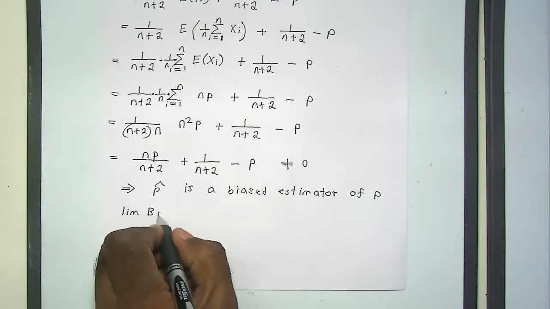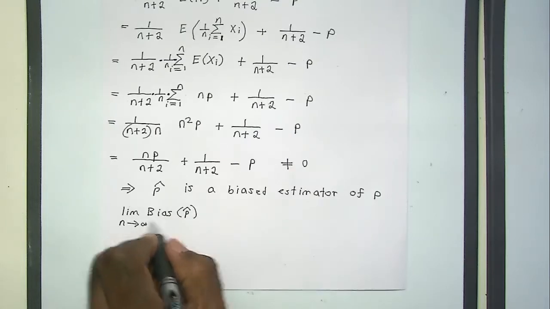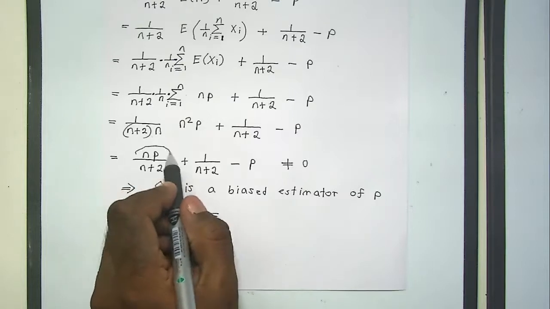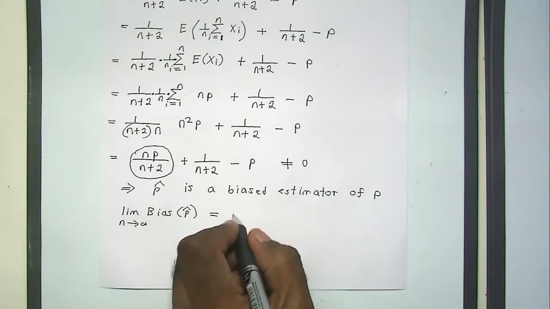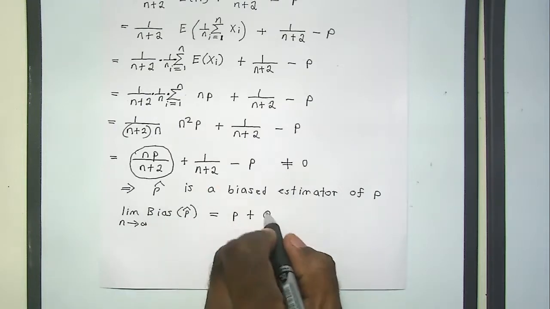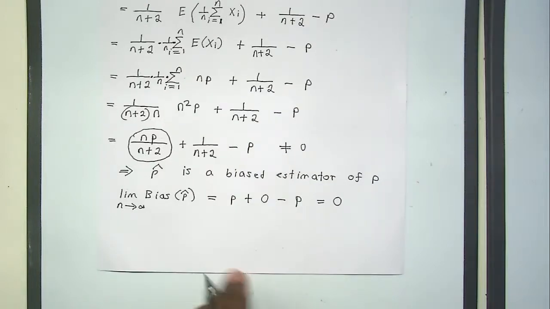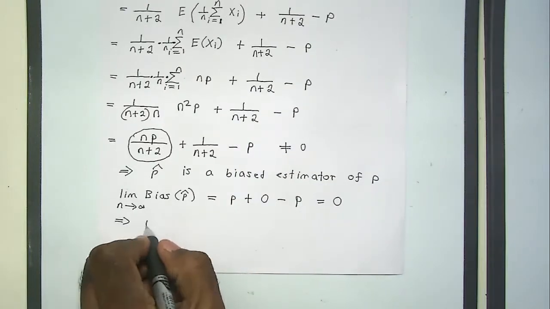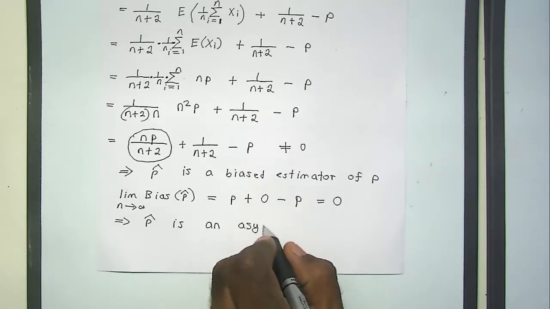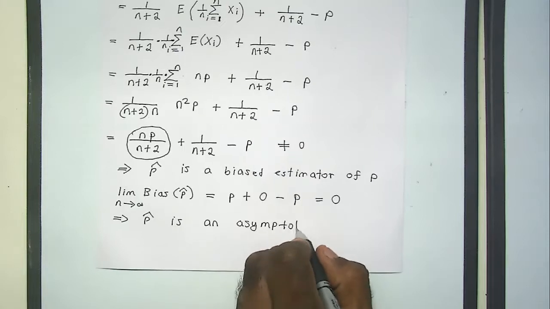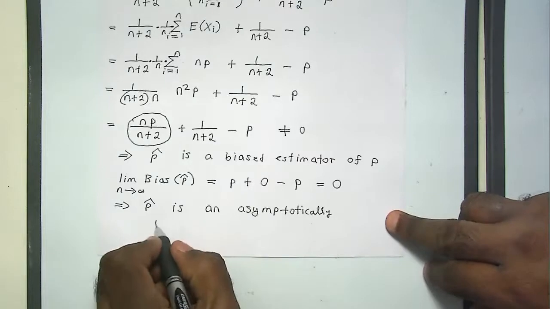We should look at the limit of the bias as n goes to infinity. This guy here, as n goes to infinity, goes to p, and this one will go to 0. So the limit of the bias is 0. So you can also say that p hat is an asymptotically unbiased estimator.